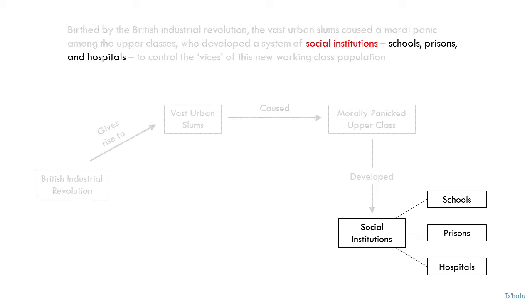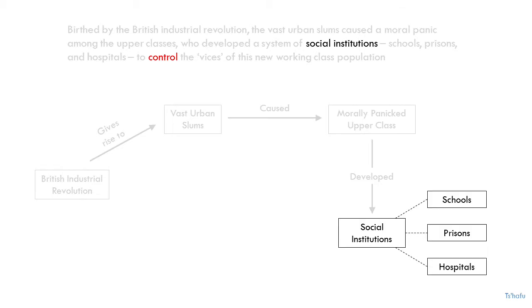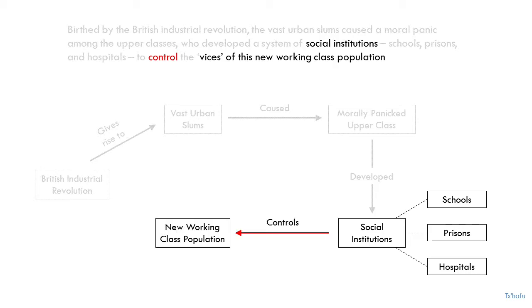Now let's move on to our very last relationship, and that is control. And here it is. Something controls something else. So what is doing the controlling? Right here, social institutions. And what is it that they're controlling? The vices of the new working class population. So we can draw it up just like this.